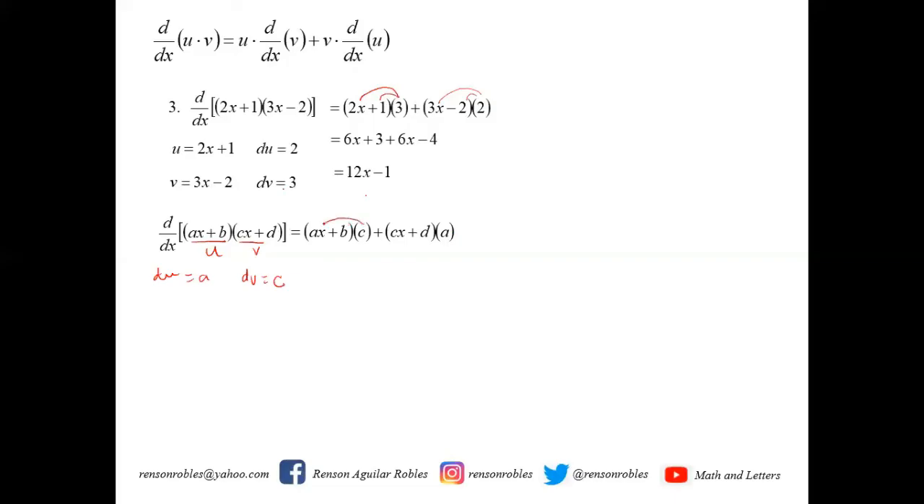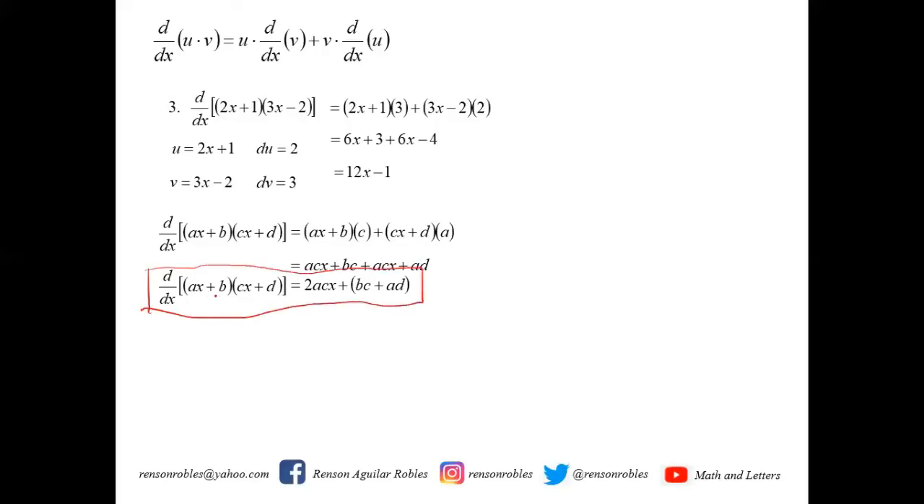And then again, you just distribute this inside, okay, same with a, and then you shall have ax times c is acx, b times c is bc, plus cx times a is acx, plus d times a is ad. And then you collect similar terms. These two will be combined, and that will give you 2acx plus bc plus ad. And we shall use this formula to find the derivative of a function of this form.